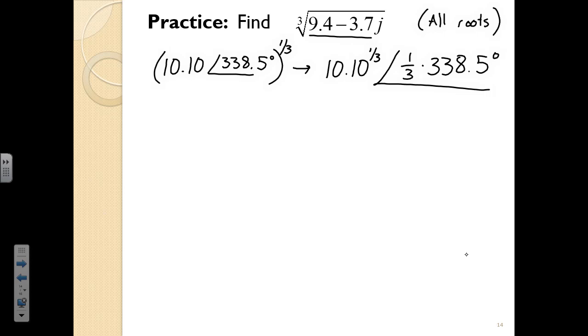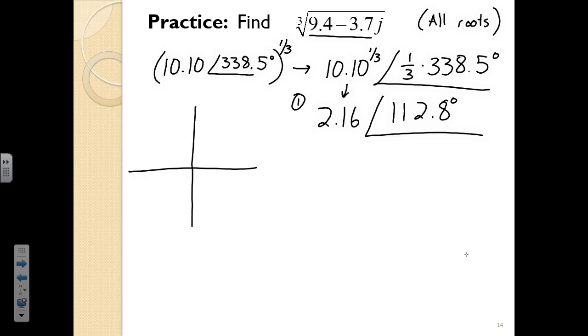10.10 to the 1/3 power is 2.16. And the direction of 1/3 times 338.5 is 112.8 degrees. There's our first root. We got one. Where is it? Our first one, 2.16 at 112.8 degrees. That one's going to be about right there. All the others have to have equal magnitude.